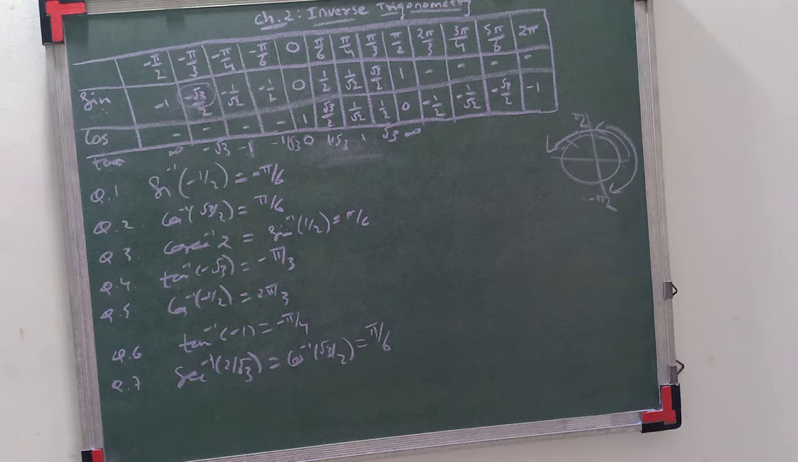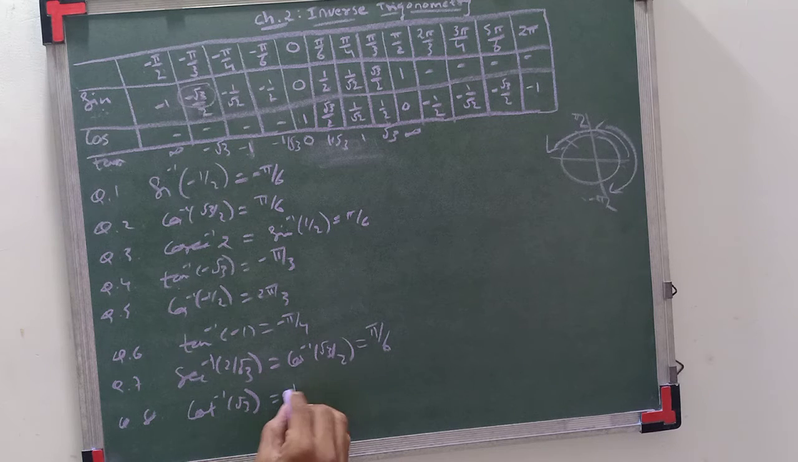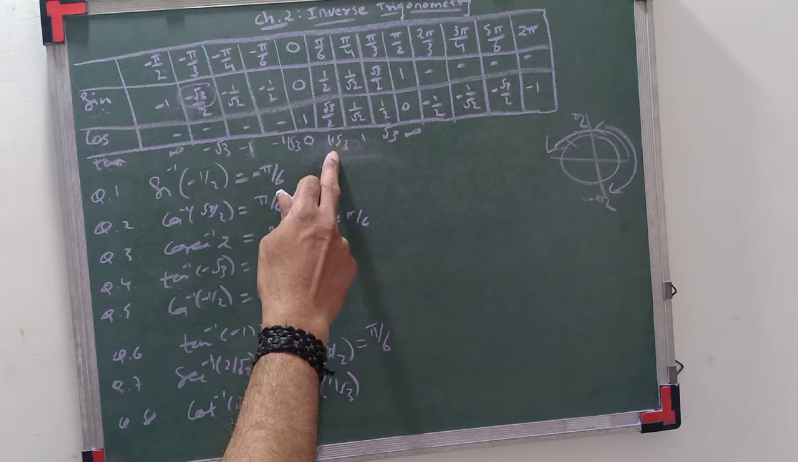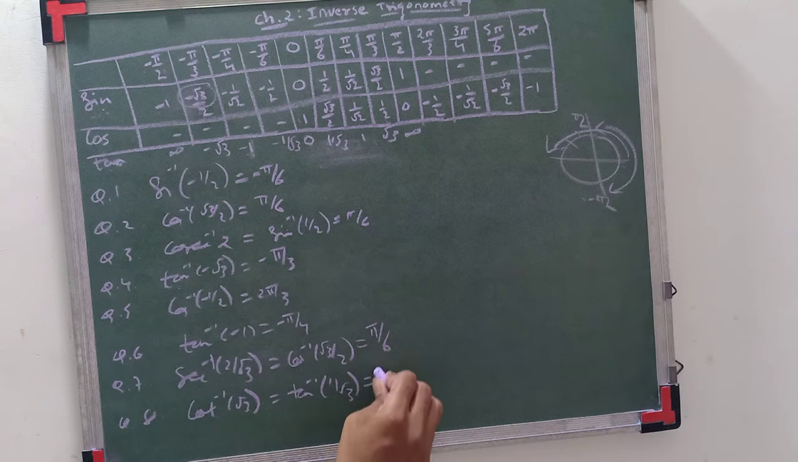Question number 8. Cot inverse of root 3. Now cot inverse of root 3 means you can write tan inverse of 1 by root 3, because we have made a table of tan, so we'll think about tan. So tan inverse of 1 by root 3, where you will get it, pi by 6. So the answer is pi by 6.